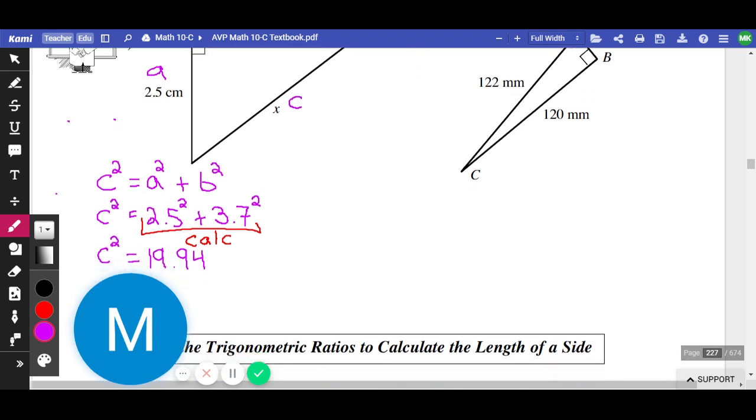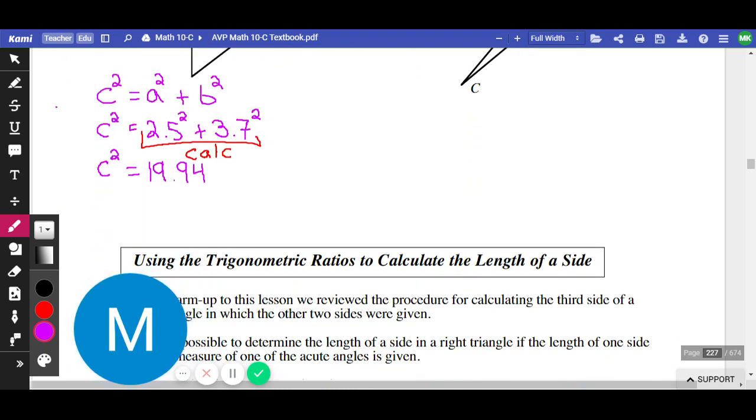The reason why 19.94 is wrong is because what are we forgetting to do? We're forgetting to square root. Right? Remember, this is c squared. And we don't want c squared. We just want c. So you square root both sides to figure out that the missing side equals 4.47. And I rounded that number. It was 4.465. So I rounded that to 4.47.